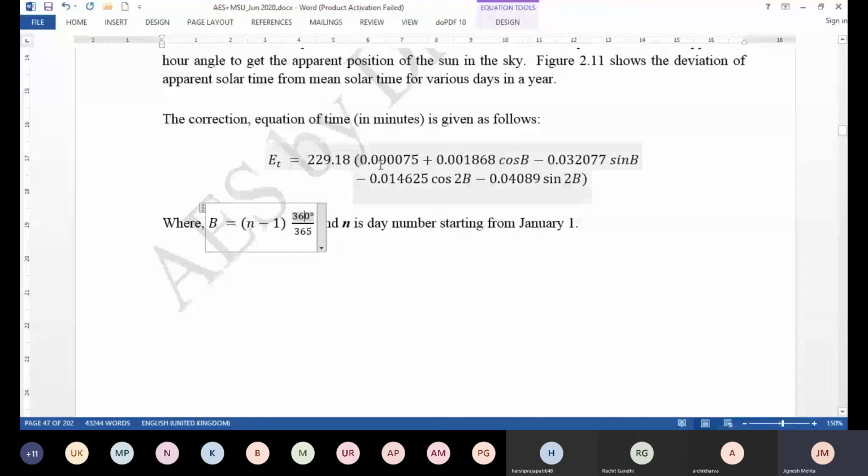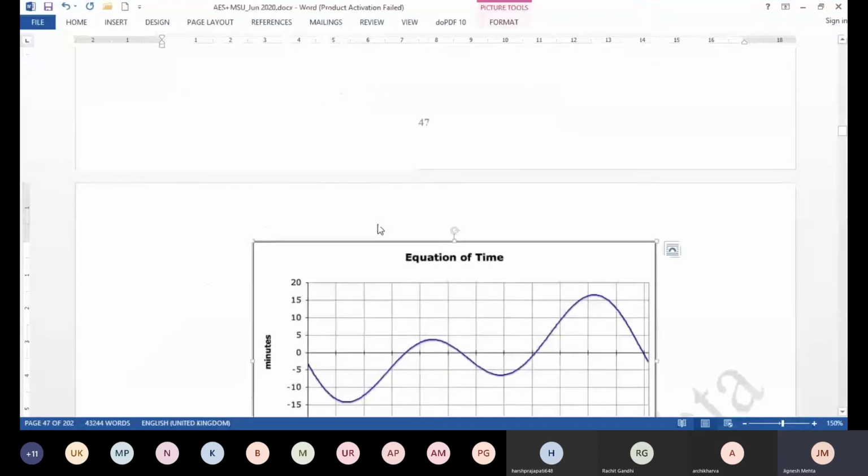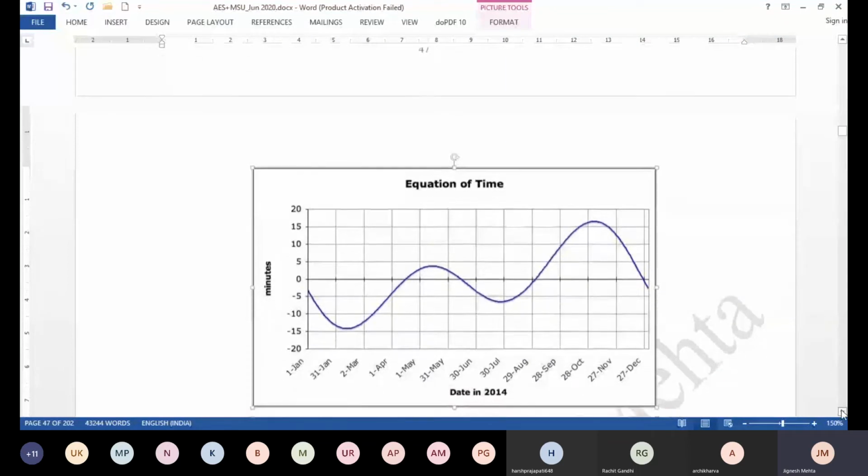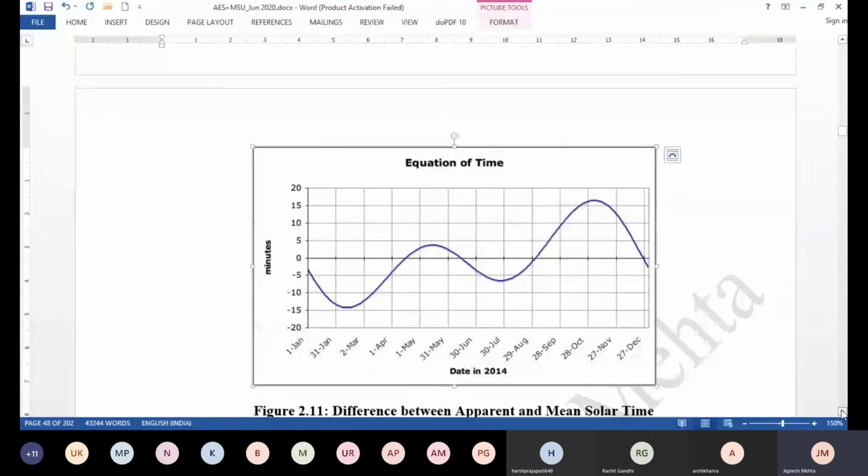So it's always a good thing to do more practice, so that in case you are doing something wrong, it is caught before you attempt it in exams. So you can find out this equation of time correction for all 365 days, starting from, let's say, 1st January to 31st December. And if you plot it according to day number, this is the kind of curve that you will get, right? So it can be negative sometimes, it can be positive, right?